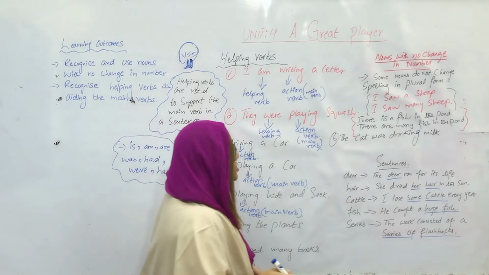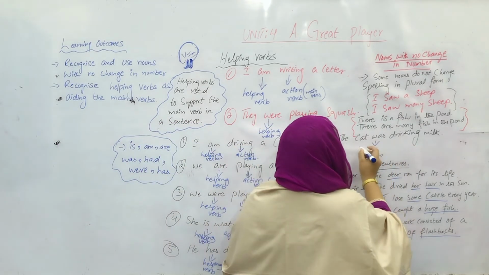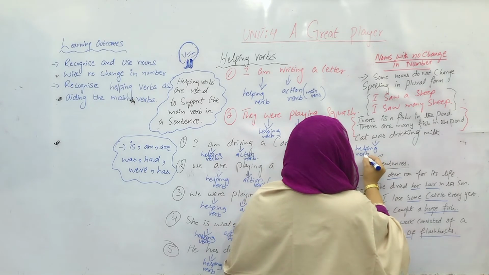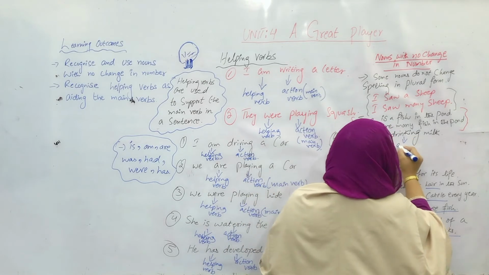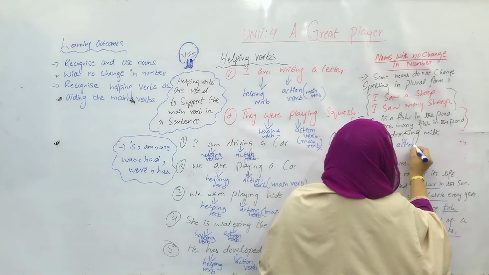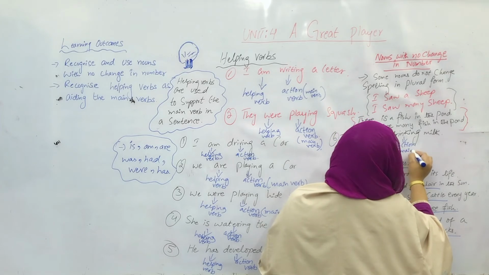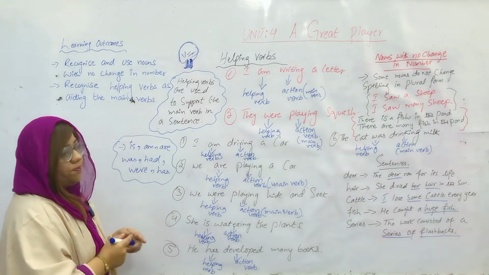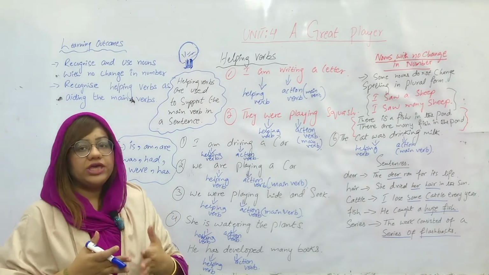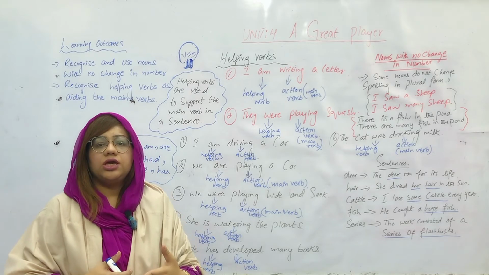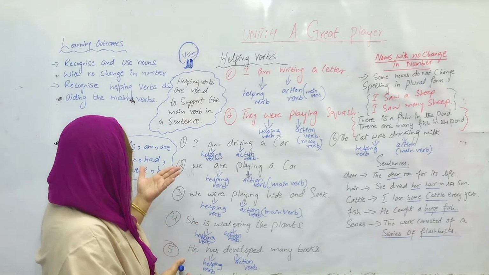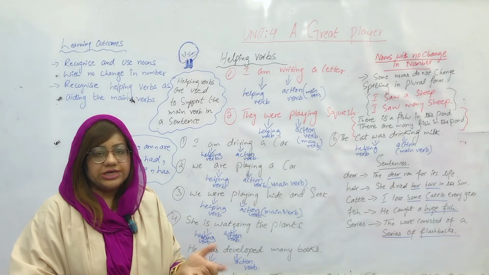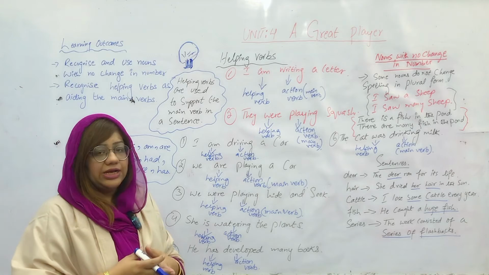So, the cat was drinking milk. Was is a helping verb, and drinking is an action or main verb. I hope you can understand how we use these helping verbs to help or support the main verb in a given speech or sentence. Do you have an idea about that?